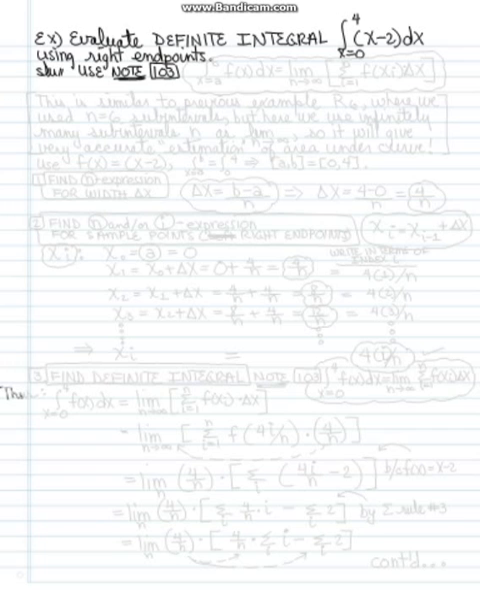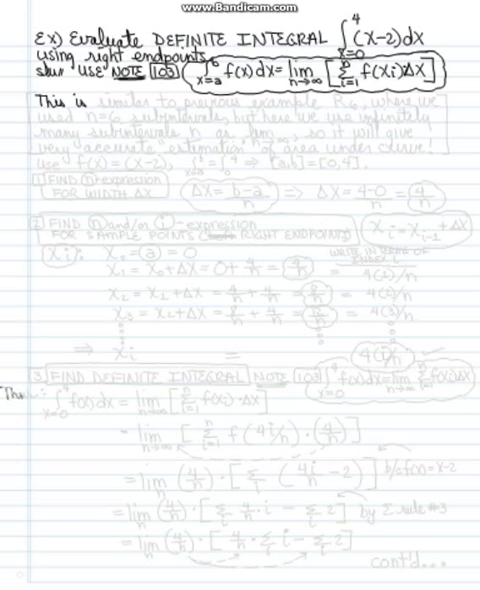We're going to use note number 103. That says the definite integral from x equals a to b of f of x dx is equal to the limit as the number of rectangles goes to infinity of the Riemann sum, the sum i equals 1 to n of f of x sub i times delta x. All right, so this is very similar to our last video.